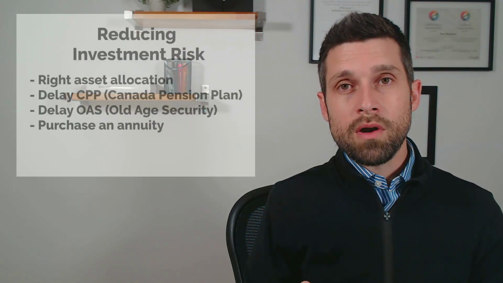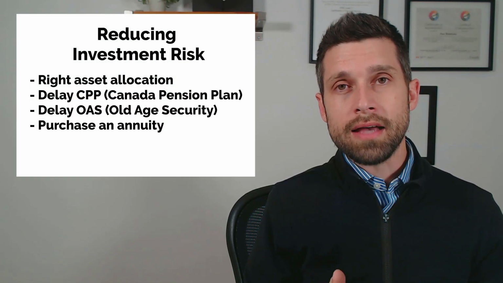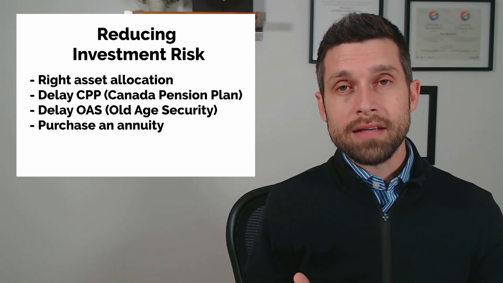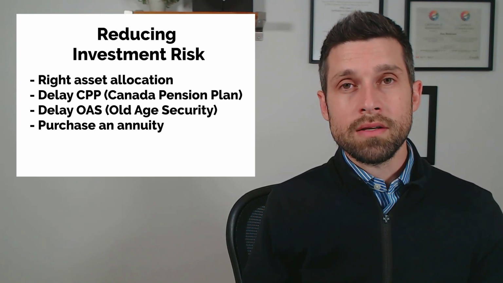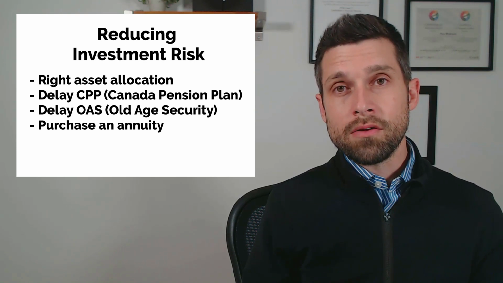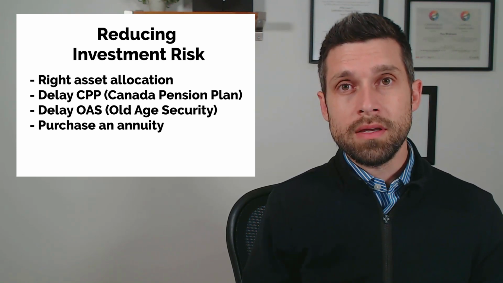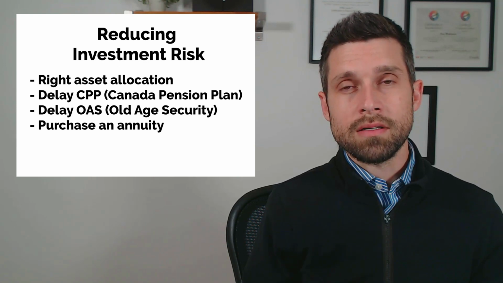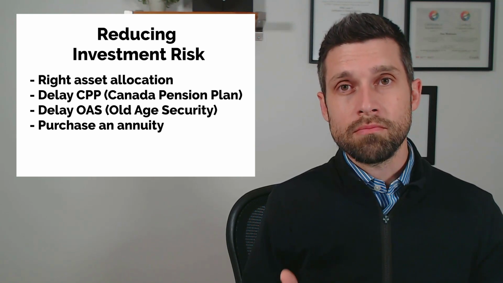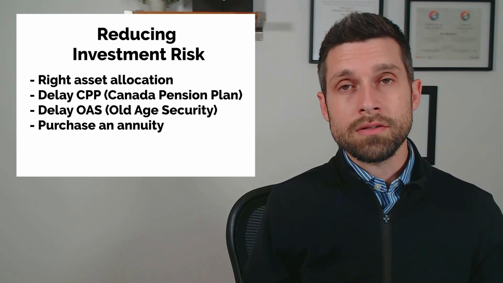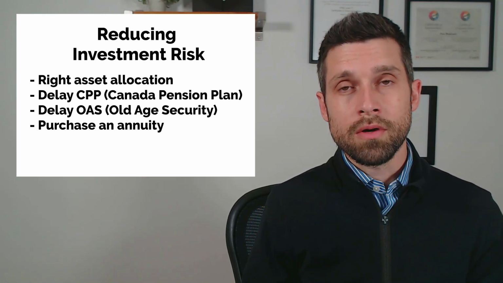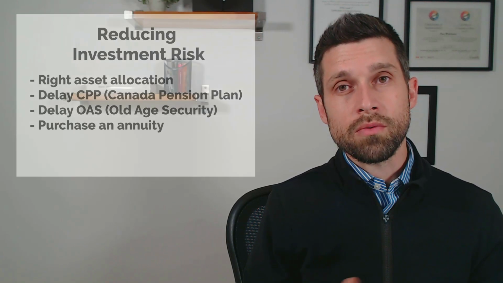Now, one thing that we want to look at is, of course, risk tolerance and asset allocation. So having the right asset allocation, having the right risk tolerance will mean that we're comfortable when these sort of drops happen. The other thing we can look at is delaying CPP and OAS benefits. So by delaying the Canada Pension Plan, by delaying old age security, these pension benefits get larger in the future. Now, the other thing we can look at is annuitizing part of the portfolio. So by purchasing an annuity, we can reduce investment risk.